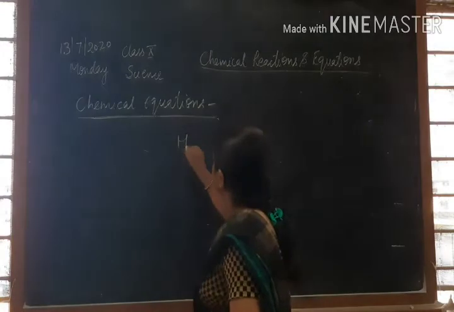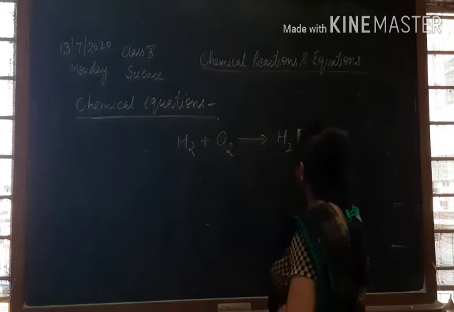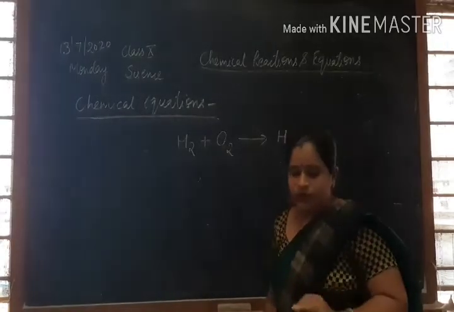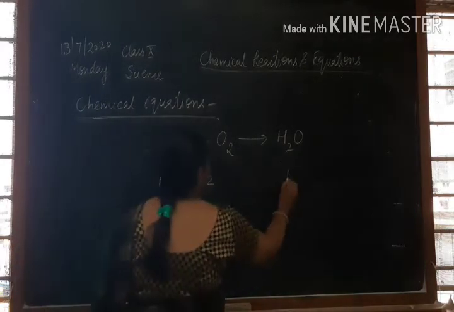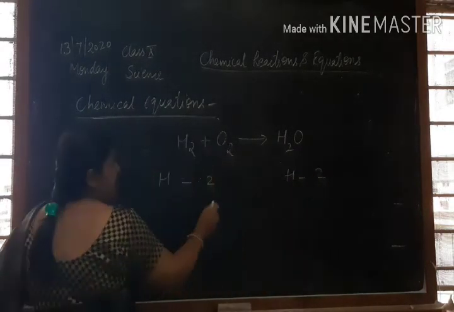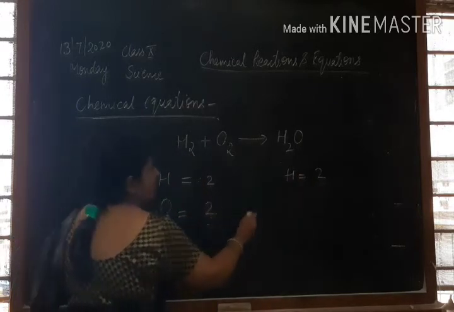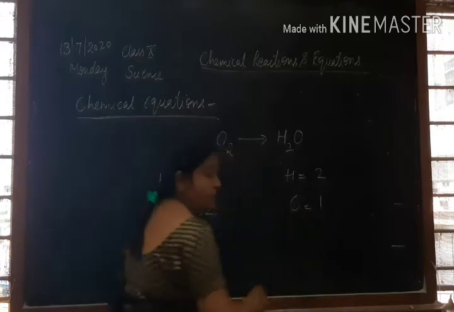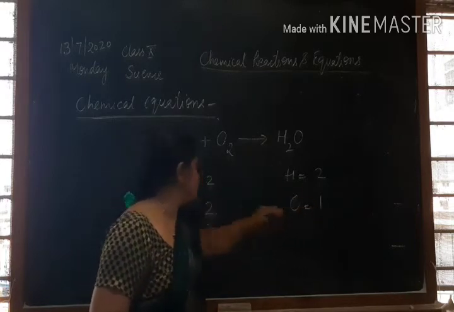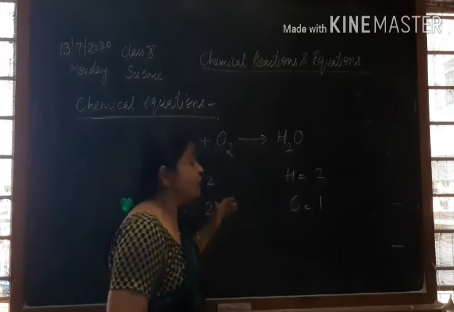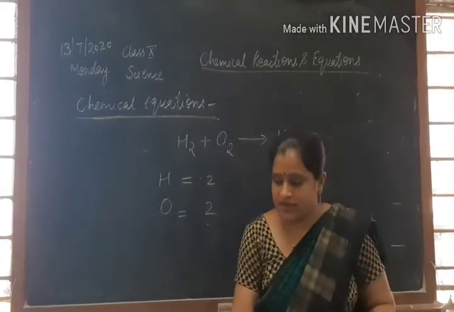Suppose hydrogen is reacting with oxygen and forming H2O. You can see here that the number of hydrogen atoms here is 2 and here also it is 2. Now the number of oxygen atoms here is 2 and here the number of oxygen atoms is 1 only. So though hydrogen is 2 on both sides, oxygen is not similar. So what type of reaction is this? Actually, it is an unbalanced chemical equation.